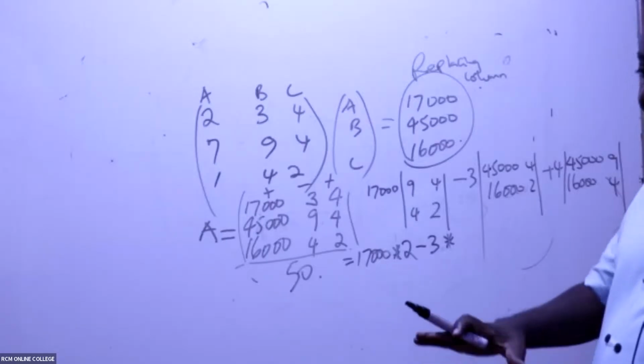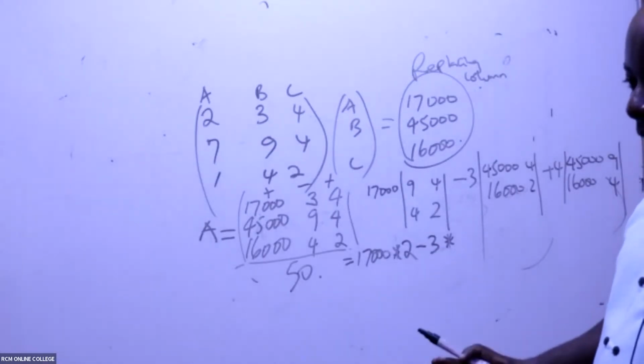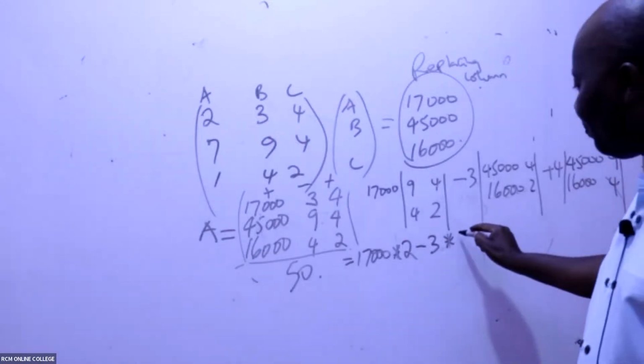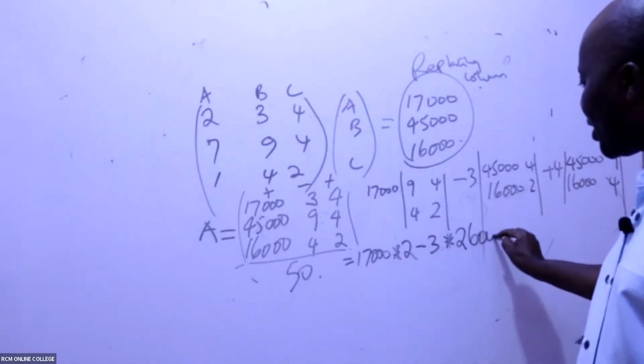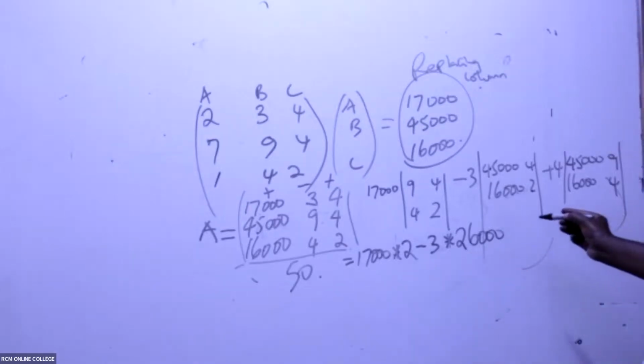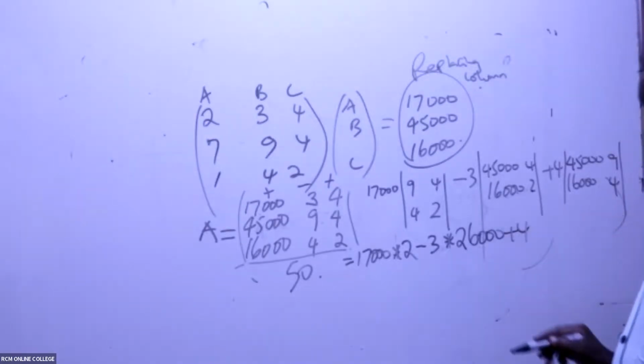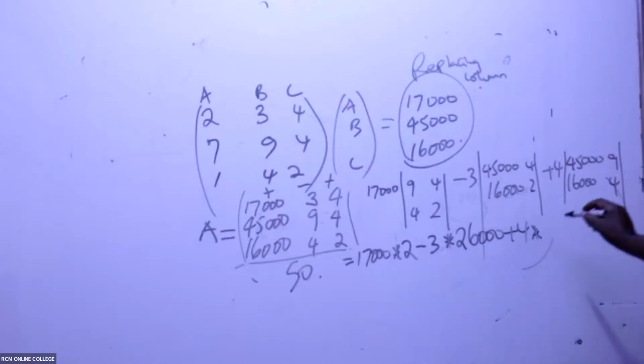Yeah, please relax. I'm repeating, relax. 26,000? 26,000, all right. So we have here plus 4 into, in this case here, we have this times 4 minus 16,000 times 9. 45,000 times 4 minus 16,000 times 9. What figure do we have there?